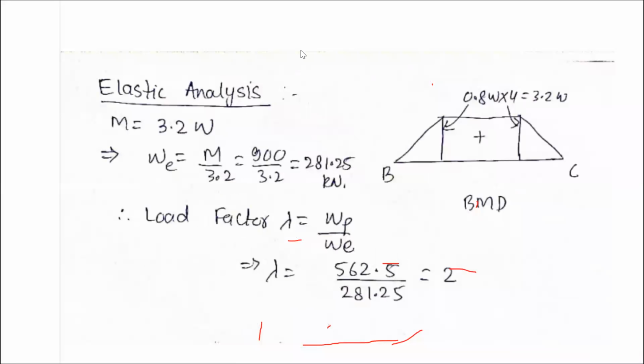So, para sa elastic analysis, M is equal to 3.2 W. So, WE is equal to M over 3.2 is equal to 900 over 3.2 is equal to 281.25 kN. And then the load factor is equal to WP over WE, 562.5 over 281.25. So makakuha tayo ng value ng elastic analysis na 2.